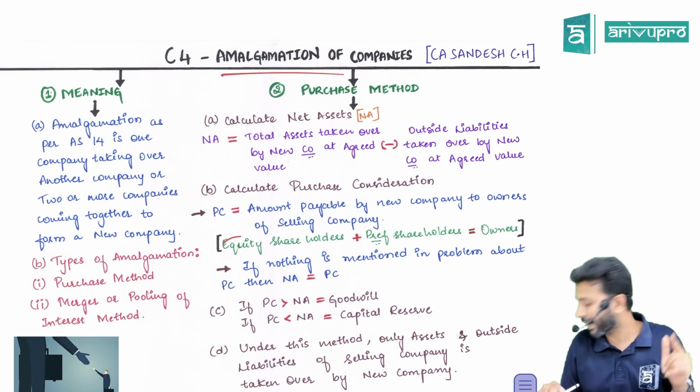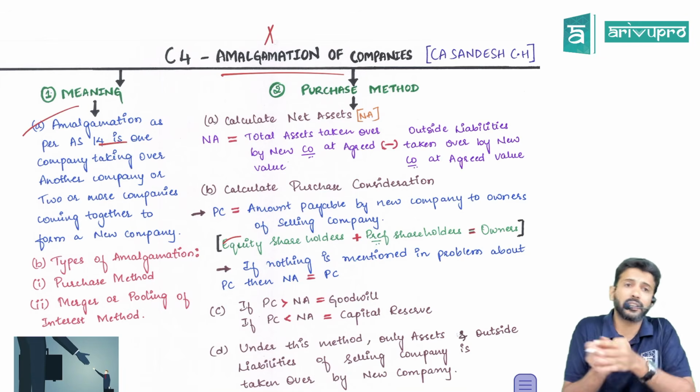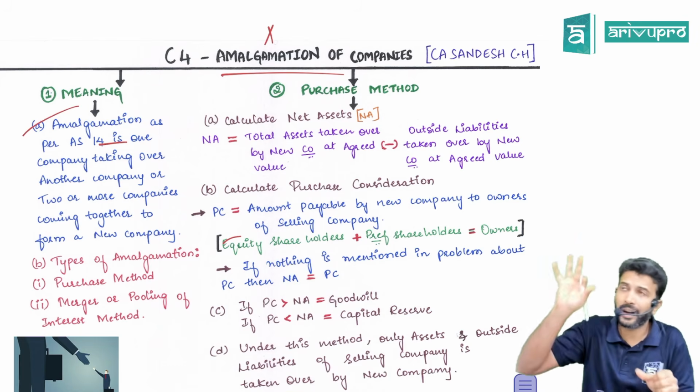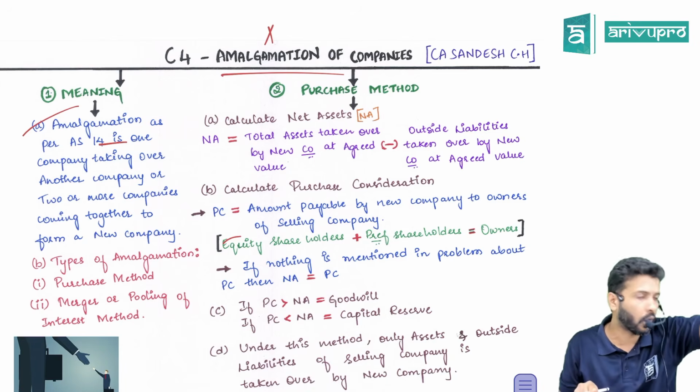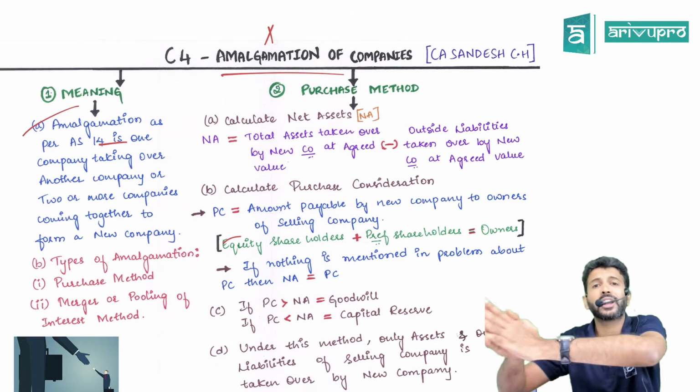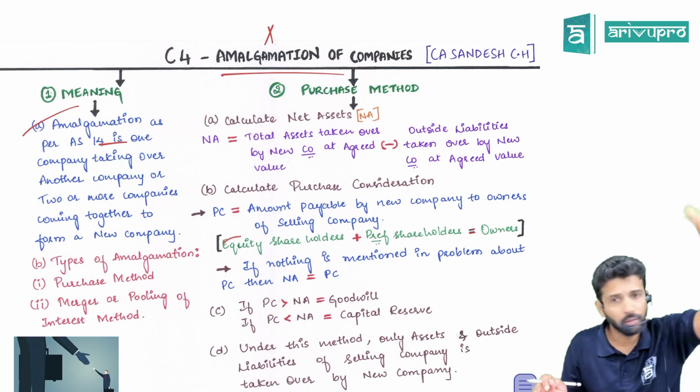Amalgamation of companies is backed by Accounting Standard 14. Amalgamation means what, sir? There could be two types of amalgamation. One company can purchase or absorb another company. That is also accounted as per AS 14. Or two or more companies can come together and form a new company. That is called amalgamation, but still it is accounted as per AS 14 itself.